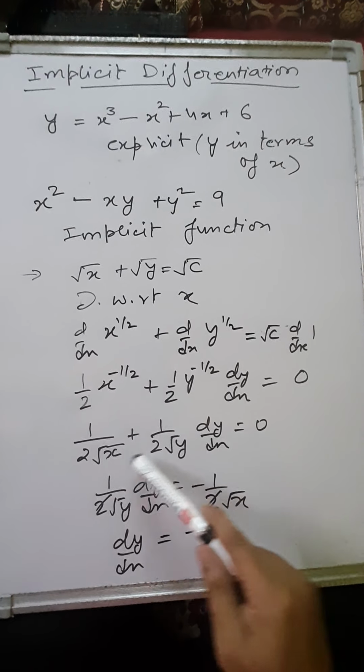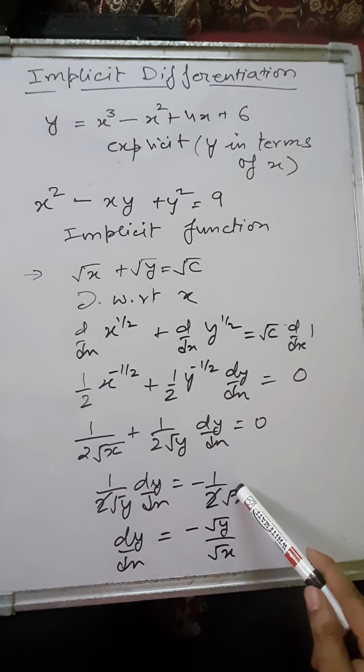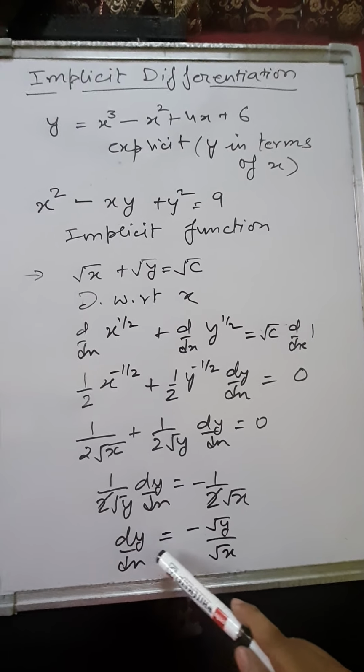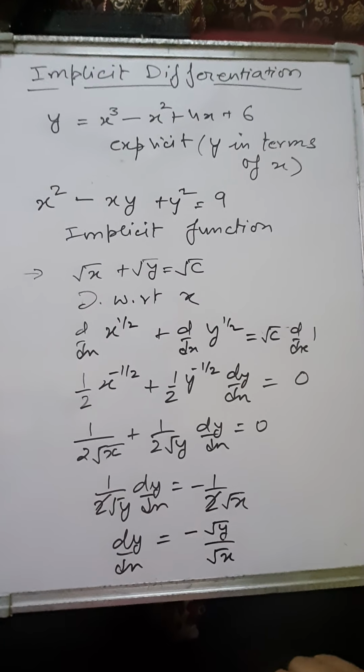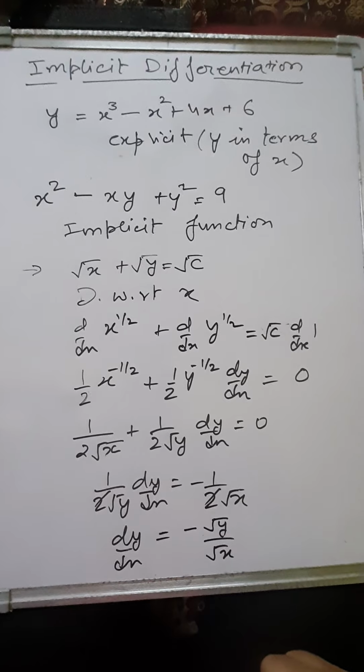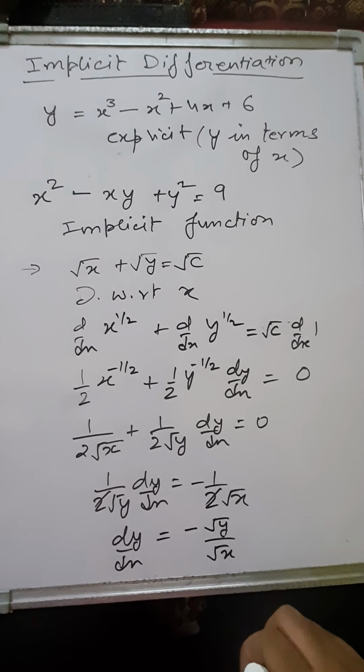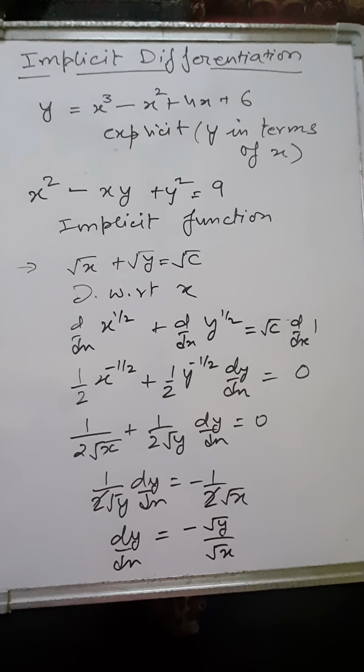The derivative of x to the power 1 by 2 is 1 by 2 root x, and 1 by 2 root y dy by dx. When we transfer this term to the other side, it will become negative, and 2 and 2 will get cancelled. The value of dy by dx, the derivative of the function, will be minus root y upon root x. Understood, children? Note down, please.